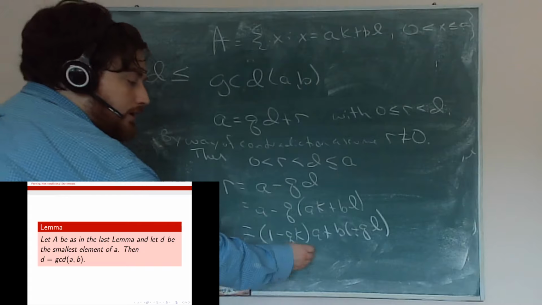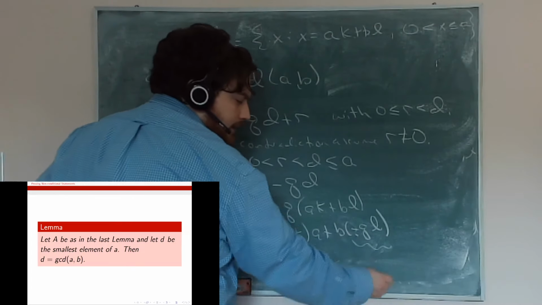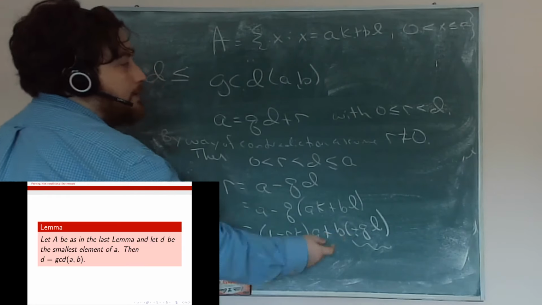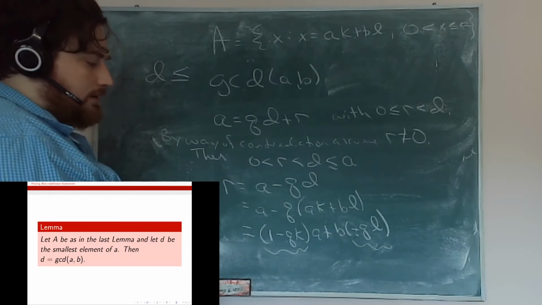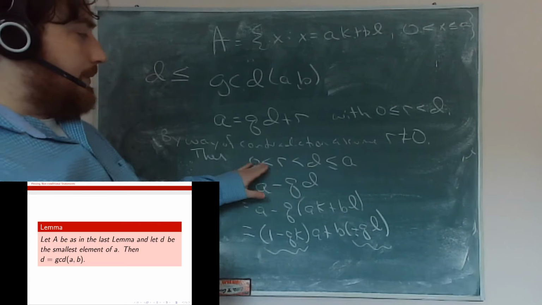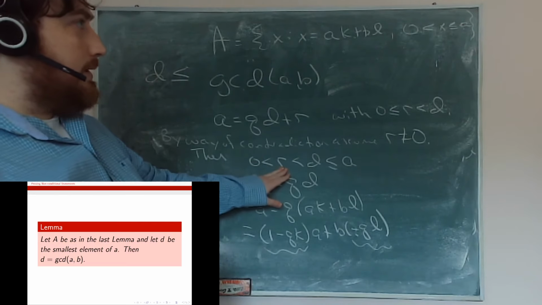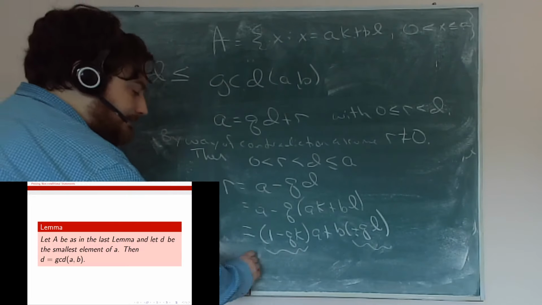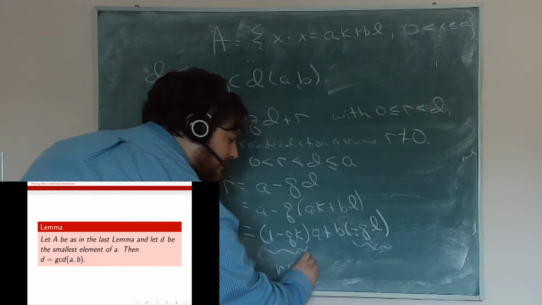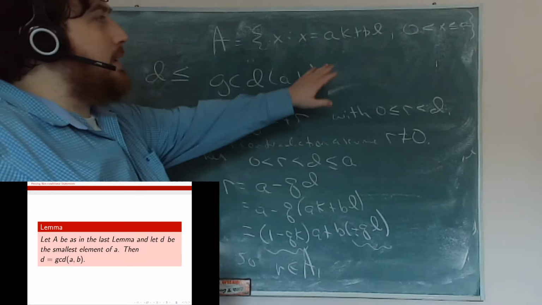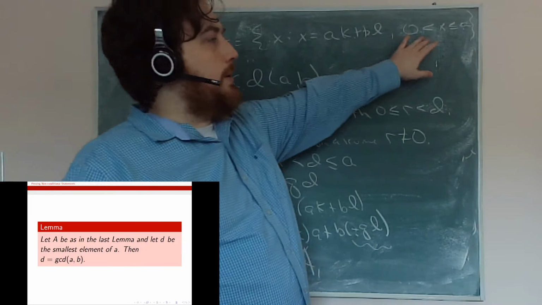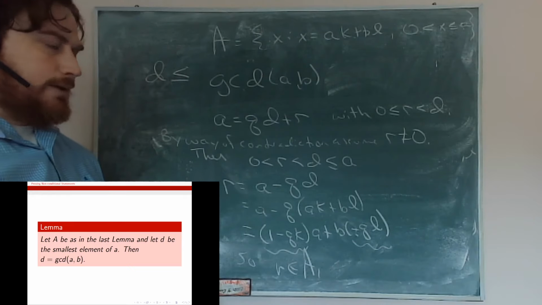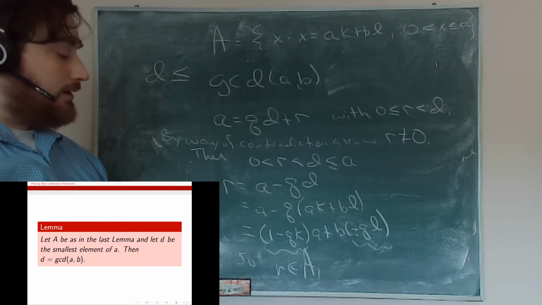Why in the world did I do that? Well, notice this is an integer, and this is an integer. So what I get is R is an integer times A plus an integer times B. So what does that mean? Well, since we assumed R was greater than 0 and less than or equal to A, that means that R is in A, because it can be written in this form, and it's between 0 and A. However, there's my contradiction. It might be hidden.